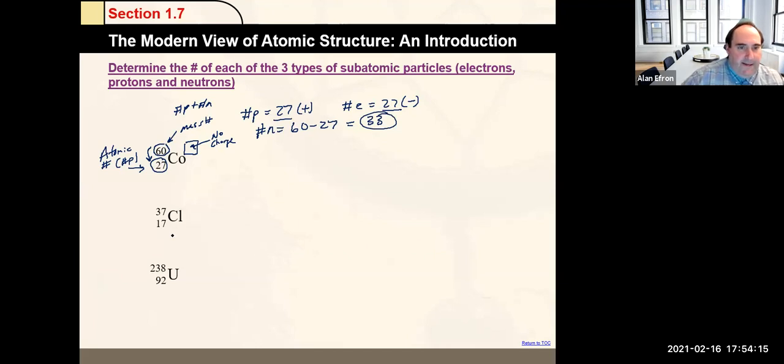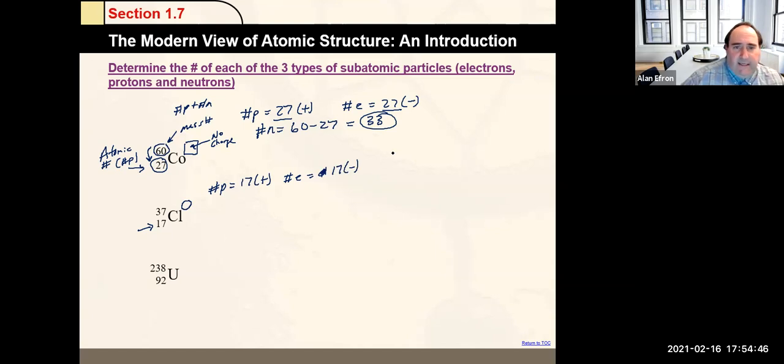Okay, looking at the second one here, which is Cl, which is chlorine. Again, we don't see any type of charge written there, so we assume that is neutral. Looking at the bottom number, we do see that our 17 is our number of protons. Again, just like we just talked about, because it is neutral, that also means we should end up with 17 electrons in this particular case.